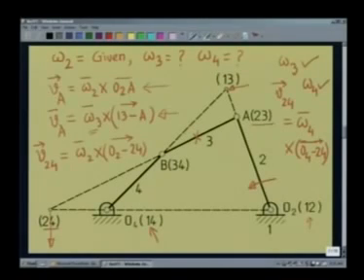We have already found omega 3, and link 3 is rotating about 1, 3. So, if I call this point P, the velocity of the point P will be omega 3 cross the vector from 1, 3 to the point P, whatever this vector. Omega 3 is already known, this vector is known, so I can find the velocity of the point P.